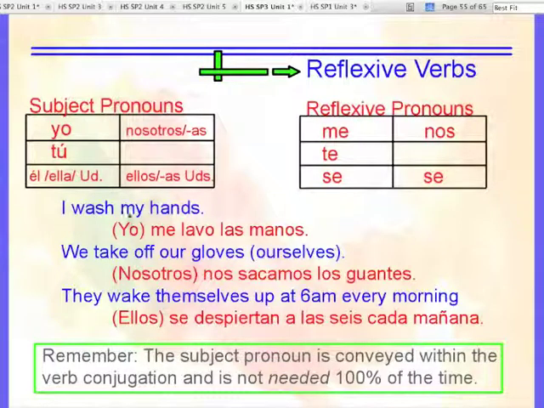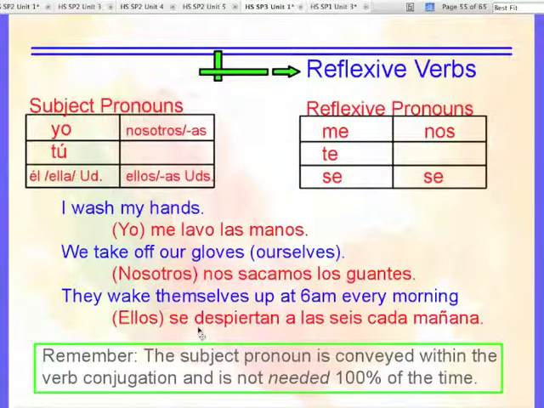Three more examples. I wash my hands. Yo me lavo las manos. We take off our gloves. Nosotros nos sacamos los guantes. Okay. Notice, the subject pronoun is conveyed within the verb conjugation. From the very beginning of when you start learning to conjugate, you know that the verb ending, so right here, lavo, from the verb lavar, well, it has an o ending, so it's going to be yo, and that's understood. You are allowed to leave the subject pronoun off. Me lavo las manos.